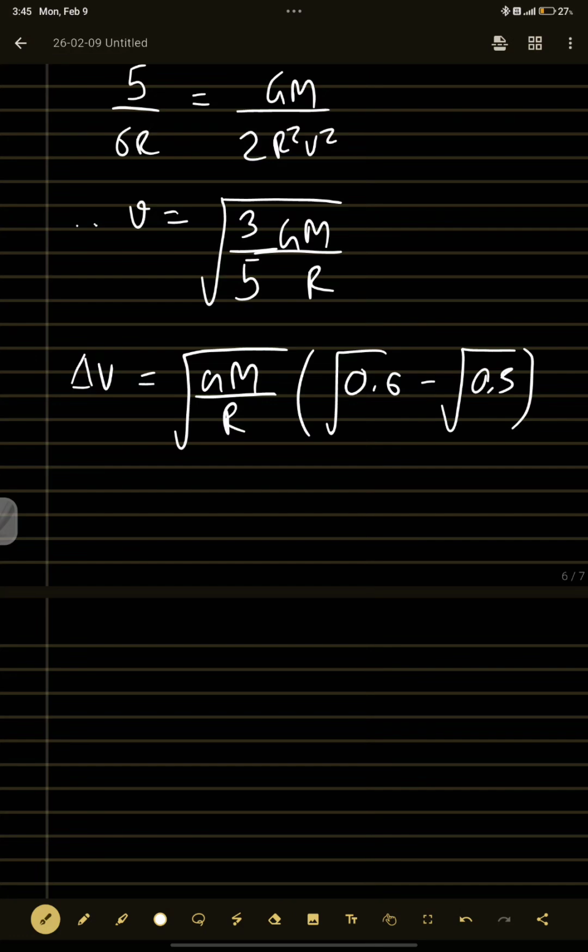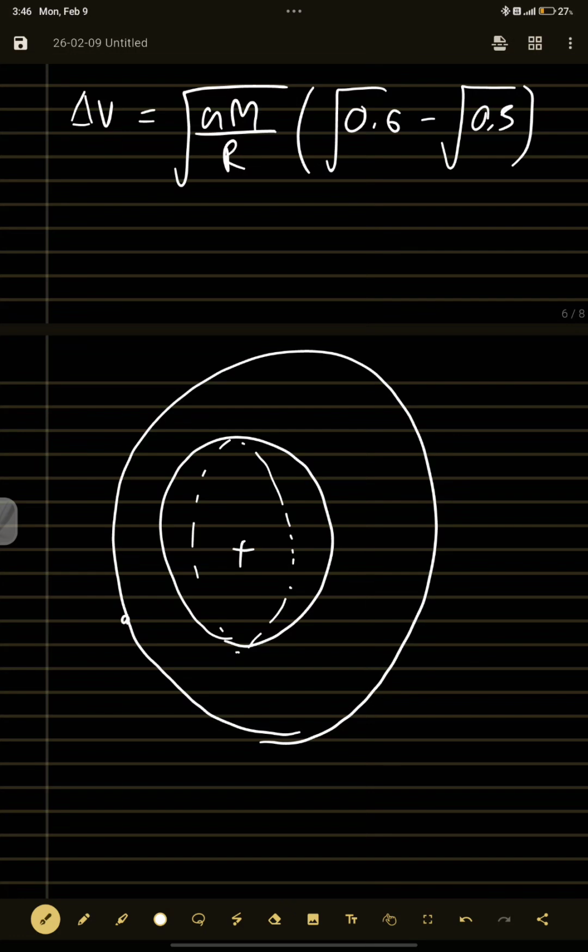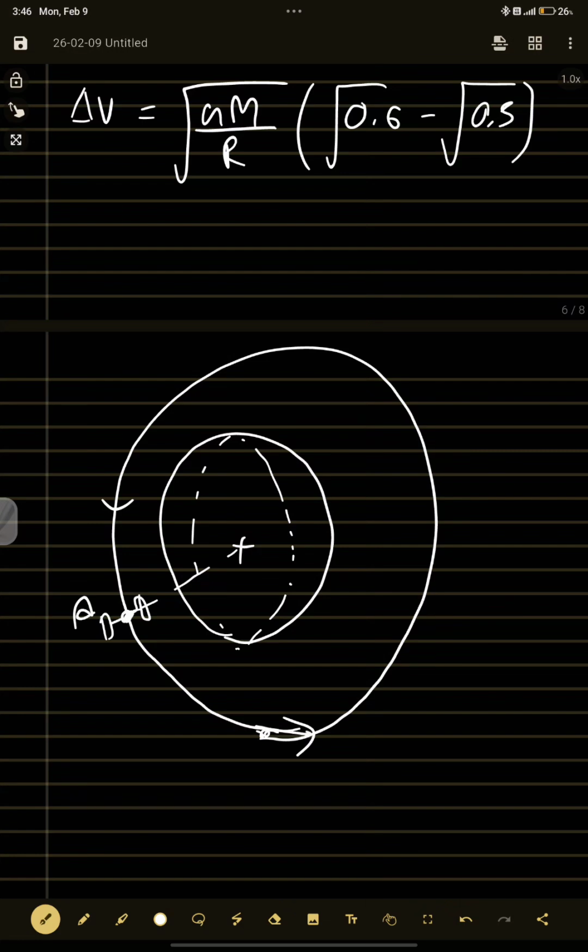Let me ask you a conceptual question. So this is the Earth, and here you have a satellite. Okay. So there is this point A. First, you see the satellite above you. And then after a certain point, the satellite completes one revolution and comes back to point A.